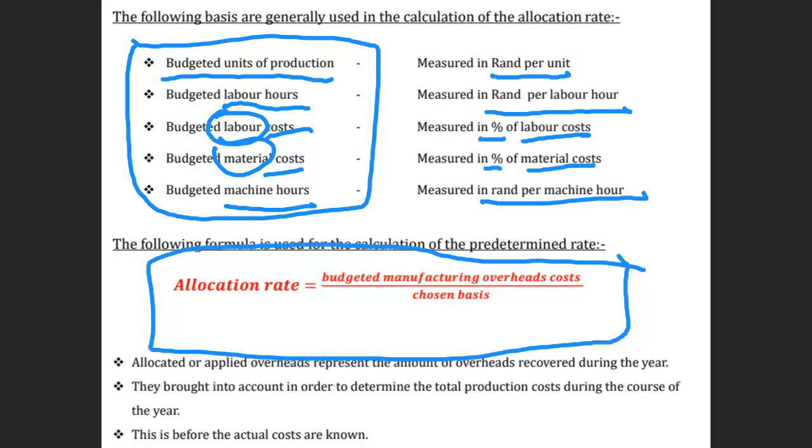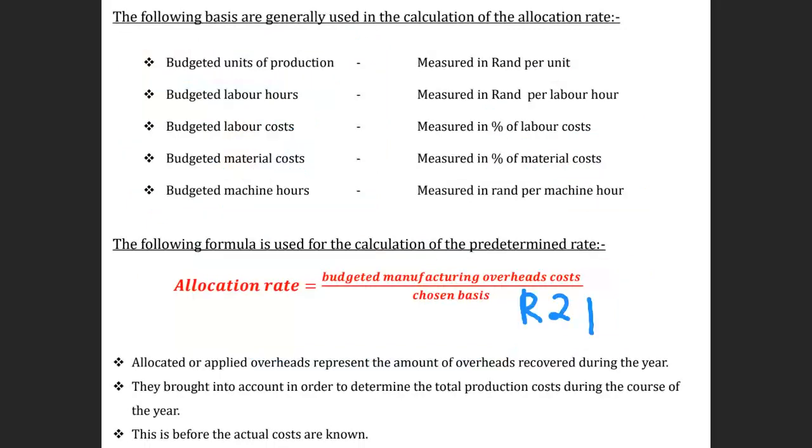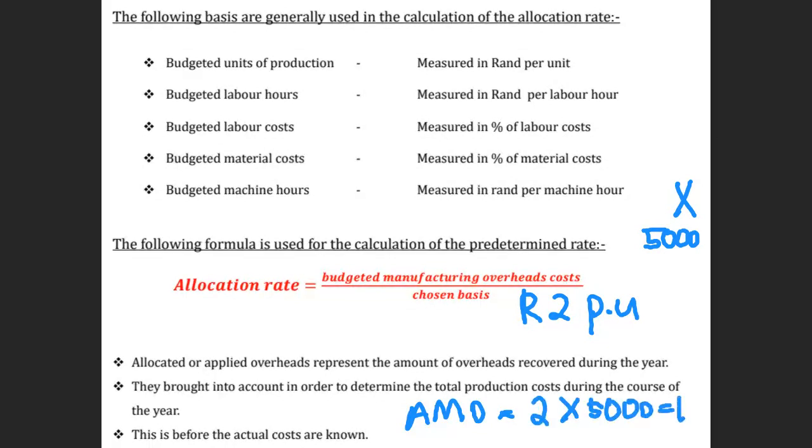So this value here, you take this allocation rate and you literally apply it. So I said to you, for instance, let's suppose that you have calculated the rate, based on units of production, to be 2 rand per unit. So if product X had 5,000 units being produced, to calculate the applied or allocated overhead, it would be 2 rand per unit multiplied by 5,000 units being produced, and that would be a total overhead of 10,000 rand. So you get the idea of how it would work?